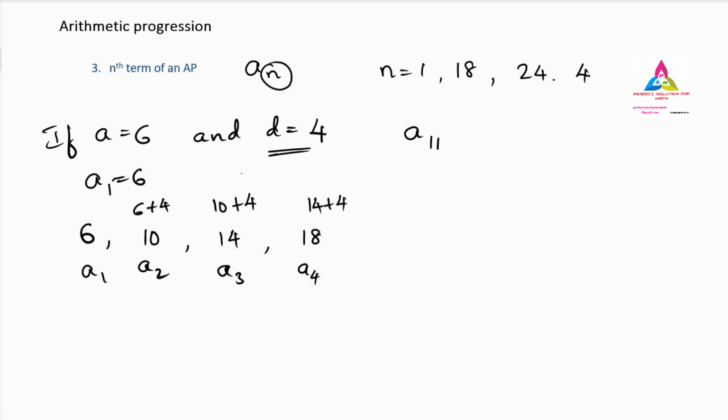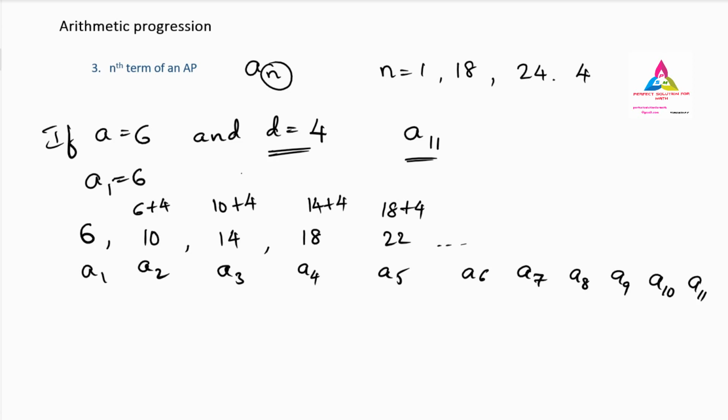But here they have told you to find the 11th term. If you go this way, it will take more time for us. The next one will be 18 plus 4, that is 22, that is the fifth term, and so on. We have to find till the 11th term. So a6 we have to find, a7, a8, a9, a10, and lastly a11. Moving like this, to find a11 will take more time.